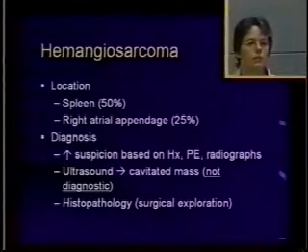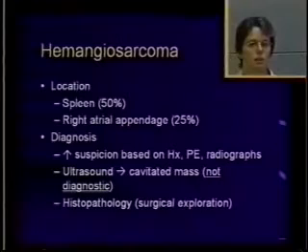The most common location for hemangiosarcoma is on the spleen. The second most common would be the right atrial or right auricular appendage. These account for about 75% of all the hemangiosarcomas that are reported. It can also be seen in the liver, on the skin, in vertebrae, and in the kidneys. But the spleen and the right atrium are the most common sites.